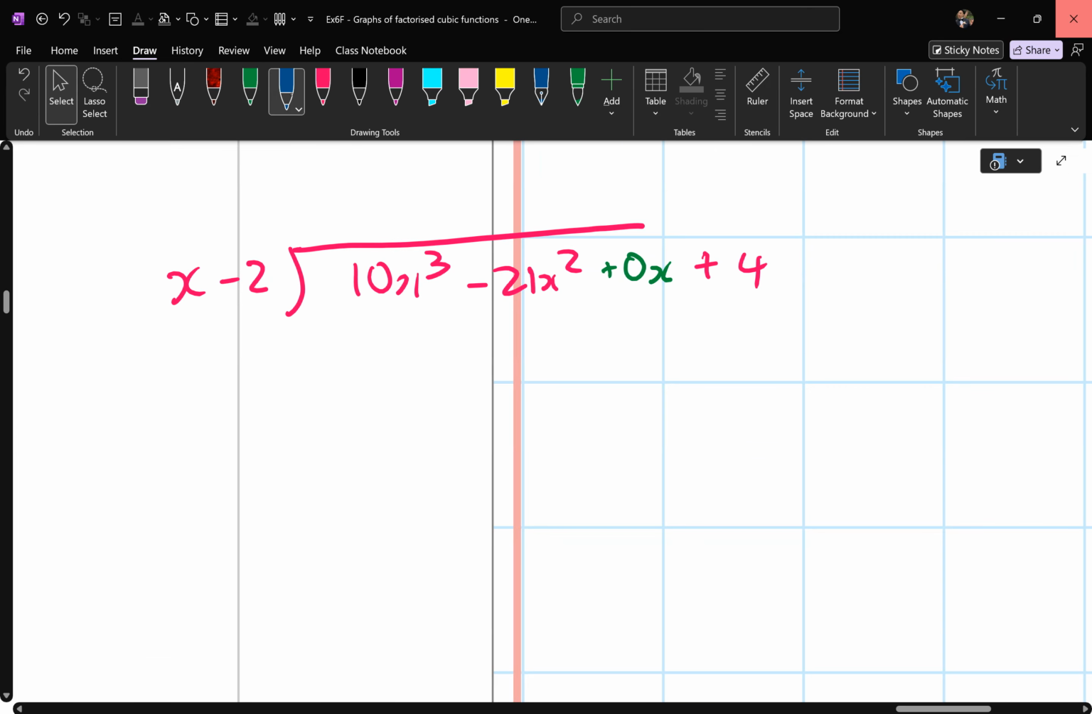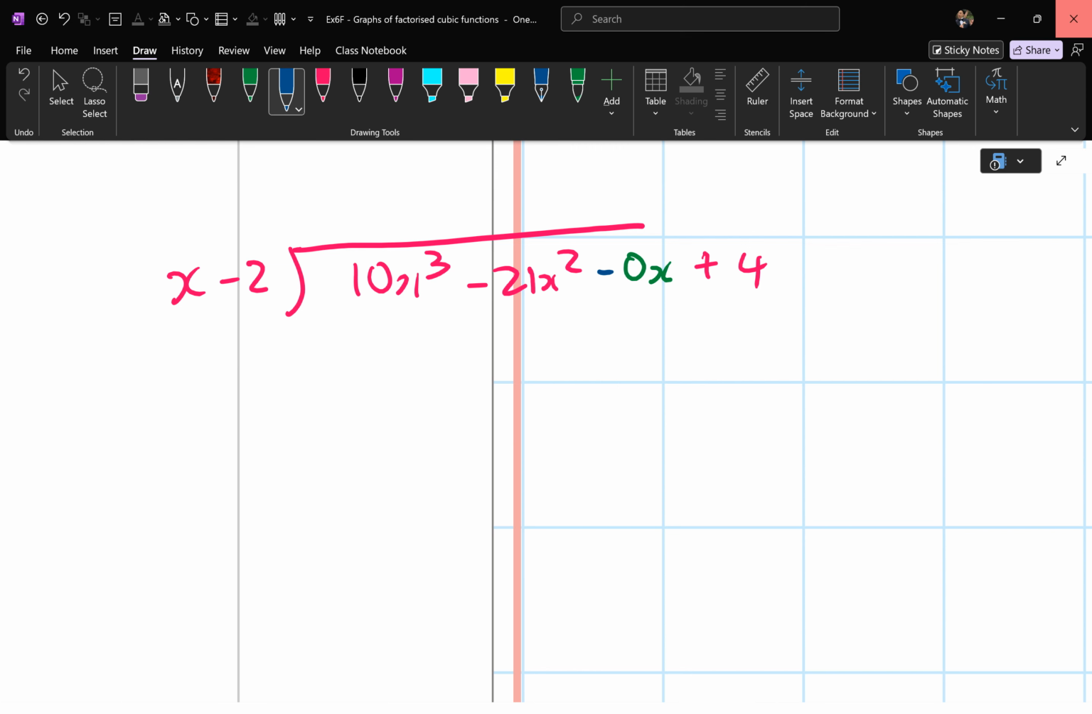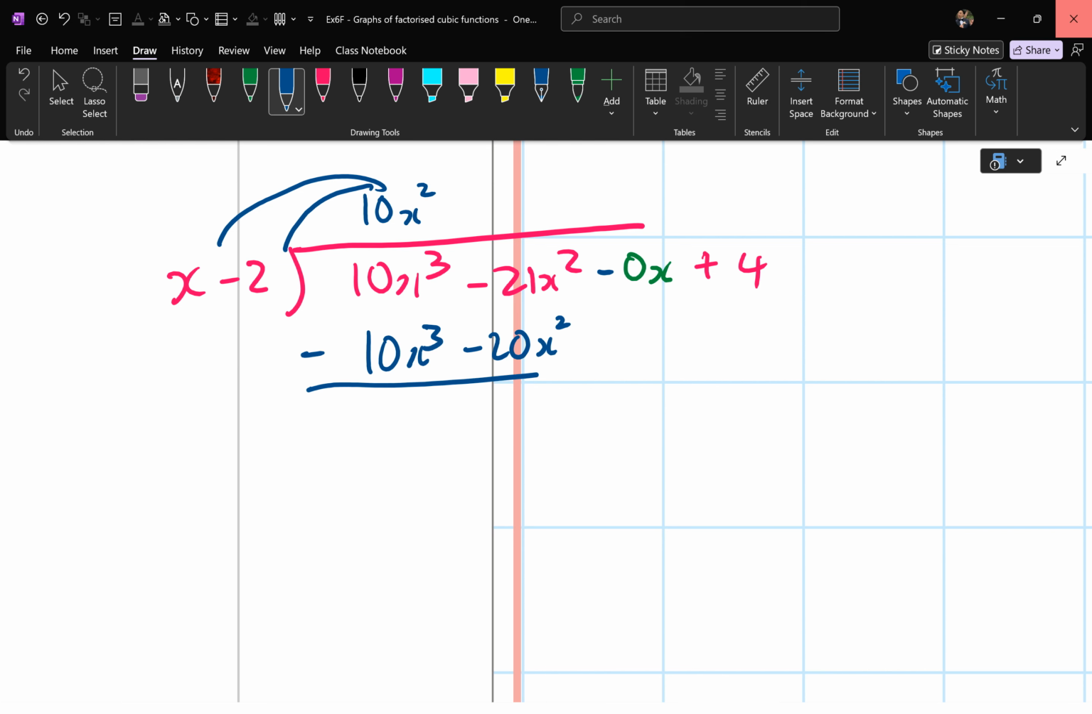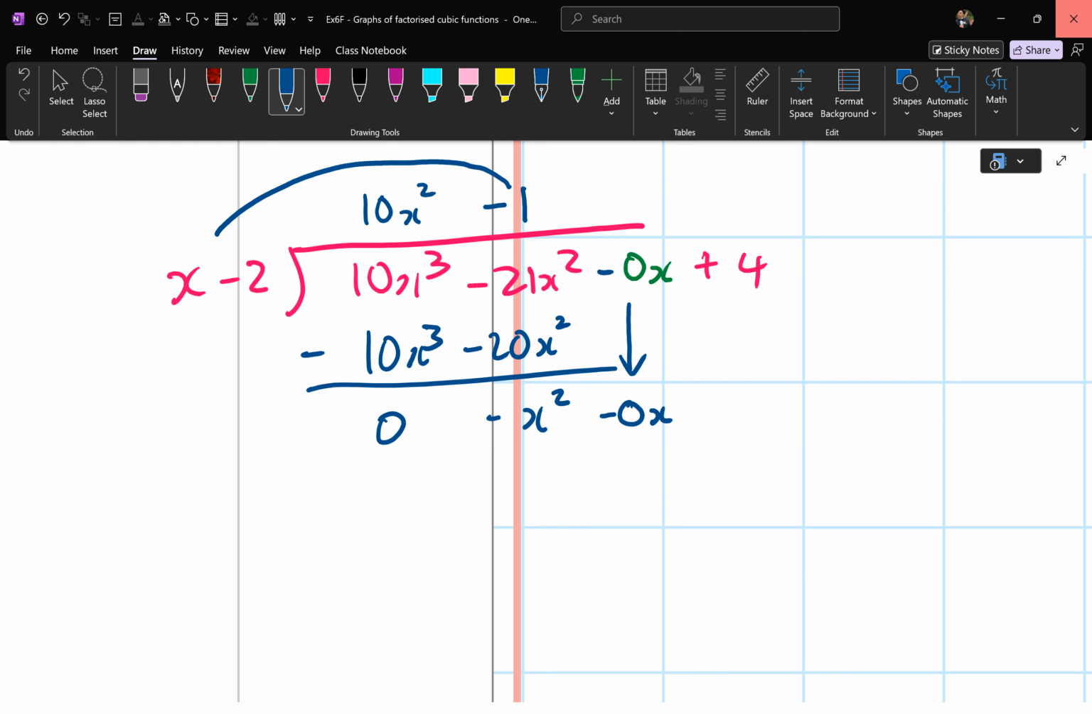And the reason why is this. See, as I cover through, let's say I put a minus instead, right? Let's put a minus for the sake of it. If I times it now, 10x squared times that will give me 10x cubed. 10x times that is minus 20x squared. Take away, that gives you 0, and negative 21 plus 20 is negative x squared. Now, as you drop this one down, see how I kept it as minus 0 instead of plus 0? Still doesn't matter, because by the next line, I would then say you need to times it by minus 1x to get negative x squared.